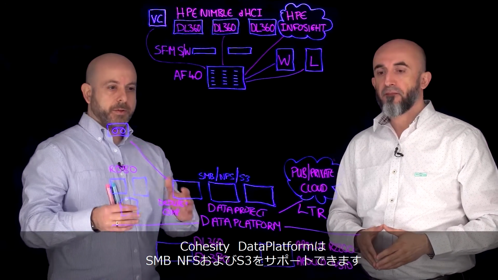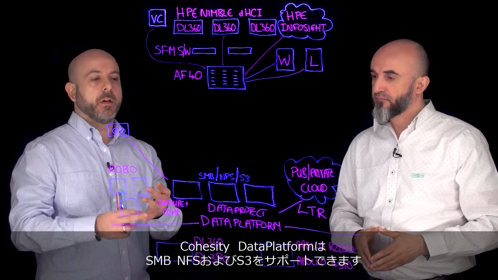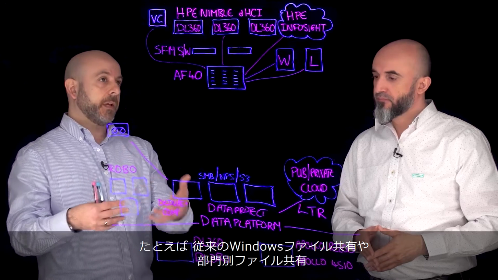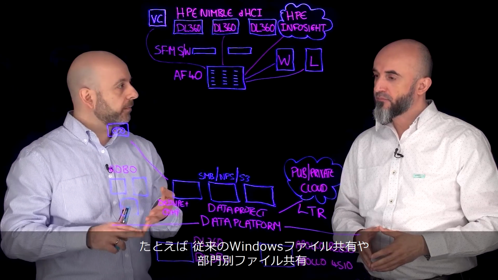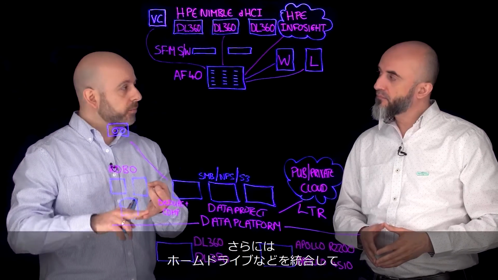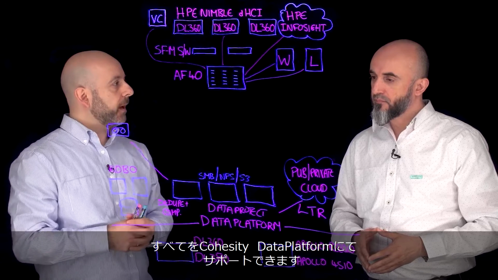With the Cohesity Data Platform, we have the ability to serve out SMB, NFS, and S3. In this case, for traditional Windows file shares, you can absolutely consolidate departmental file shares and home drives, for example, and serve it all off the Cohesity Data Platform.